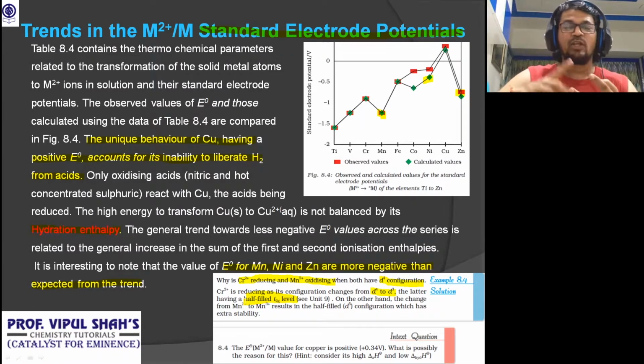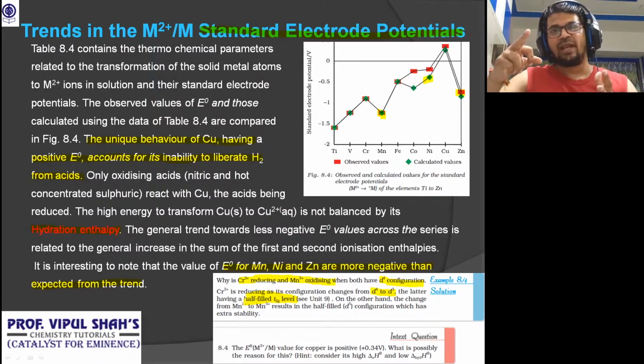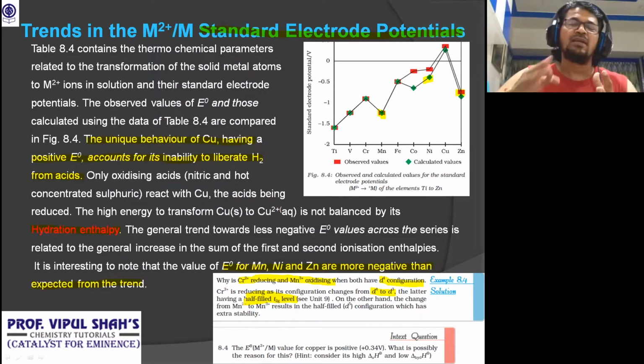square. Chromium(II), d4, is a good reducing agent, so what's going to happen? D4 becomes D3. D3 means in the xy, yz, xz, one electron goes in each, so that is half filled with respect to T2G. That's why chromium's stability is more, where +2 gets oxidized to +3. And for Mn3 plus, that gets reduced to Mn2 plus, because there it becomes D5. So those are the 2 reasons.